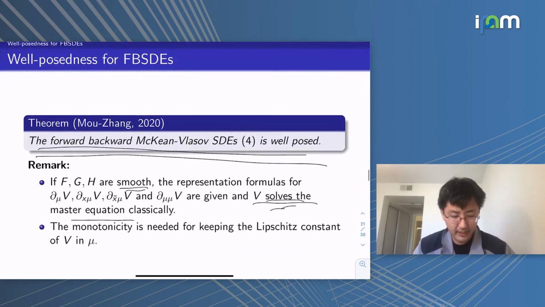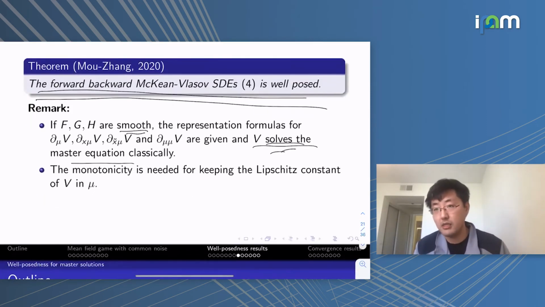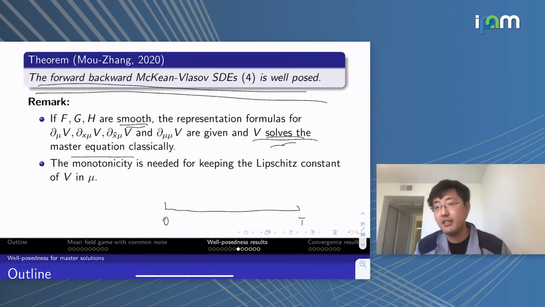Okay, so the next remark is that we actually use the monotonicity here for keeping the Lipschitz constant of V in mu. So what I mean here also relates to the proof. If you study the long time result, it is not hard to first have the wellposedness locally.